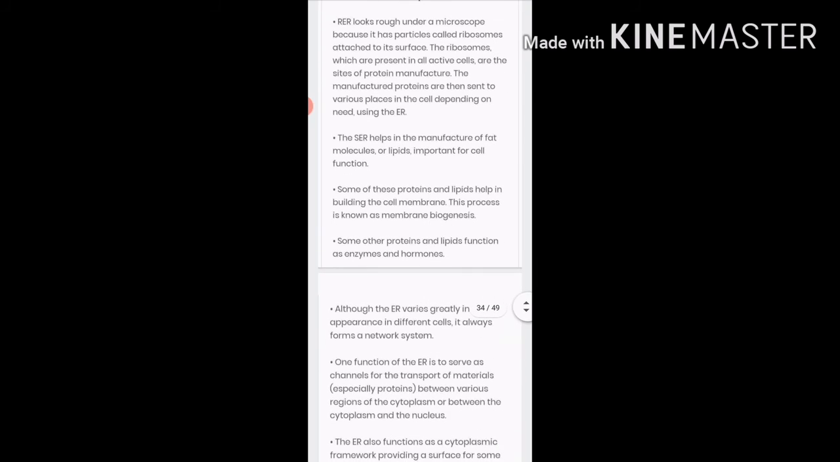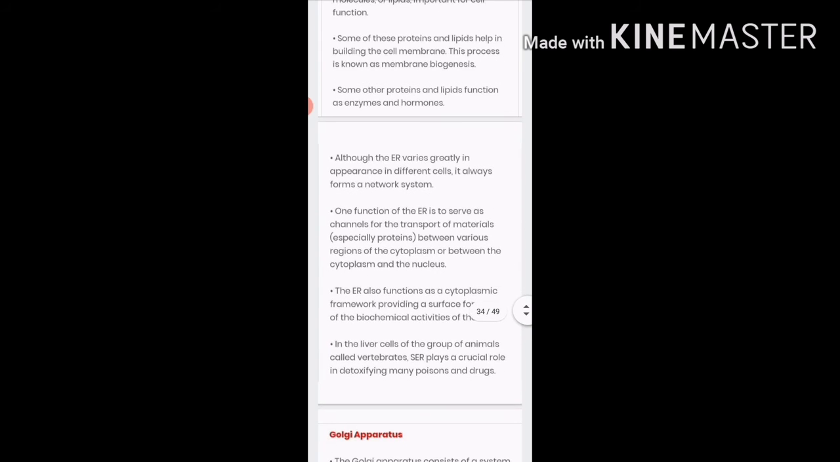Now, let us go for the next slide. Here it says that the endoplasmic reticulum also functions as a cytoplasmic framework, providing a surface for some biochemical activities of the cell. That is nothing but, as I just told you, it is spread throughout the cell.